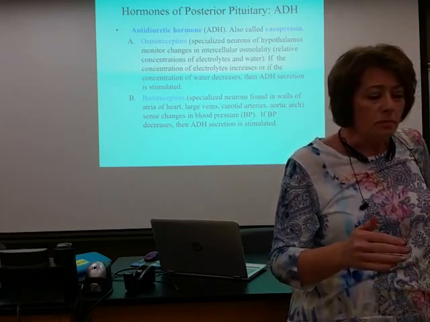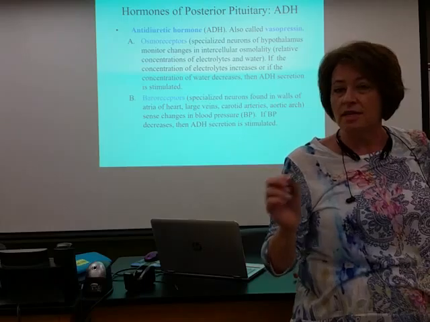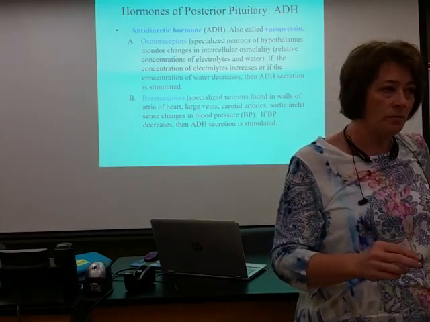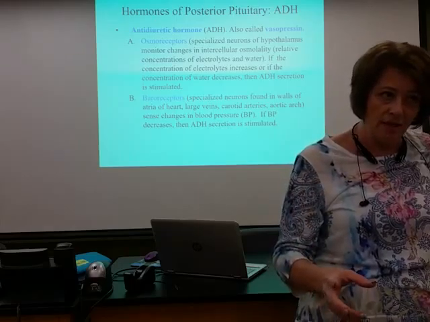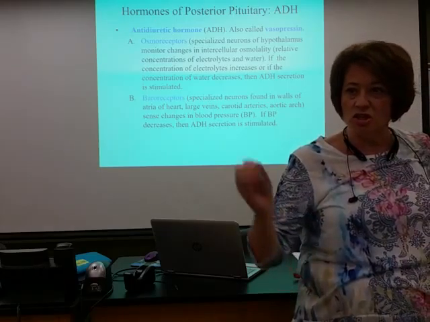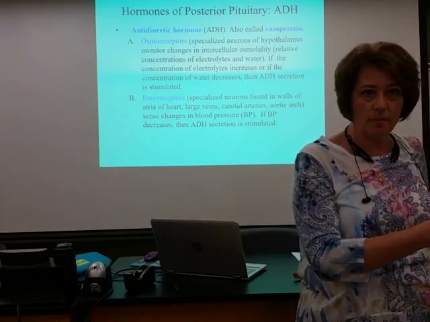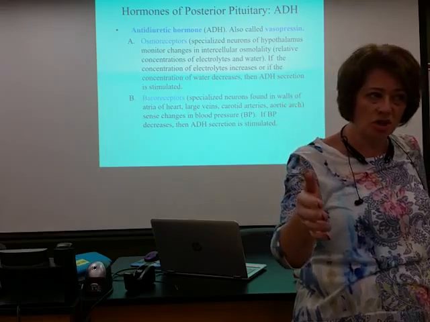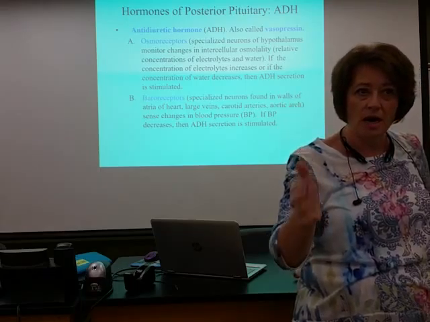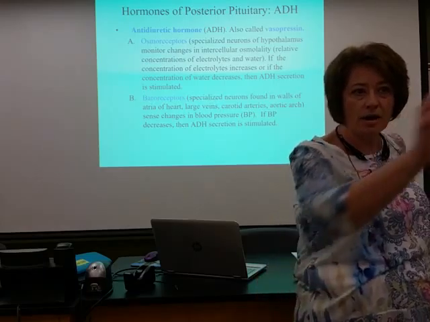Now, the flip side: anti-diuretic hormone is for preventing large outputs of urine. So the target tissue of this ADH is what? Kidneys. Our kidneys.